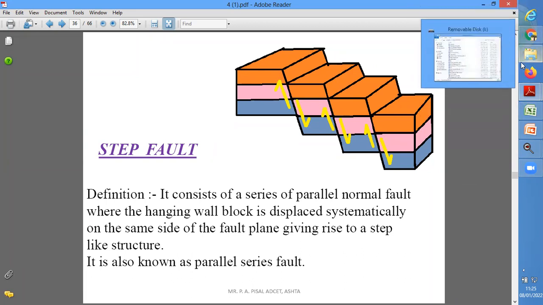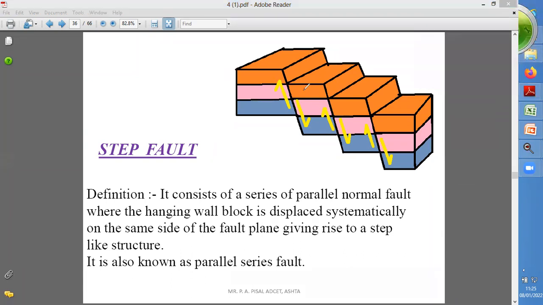Regarding the first two blocks we have discussed, these are normal faults. This is the block which moves in the downward direction. This is the block which moves towards the upward direction. Now consider the second and third block. What will you see? It looks like the first two blocks. Again, this block moves downward and this block moves upward. So it is again a normal fault.